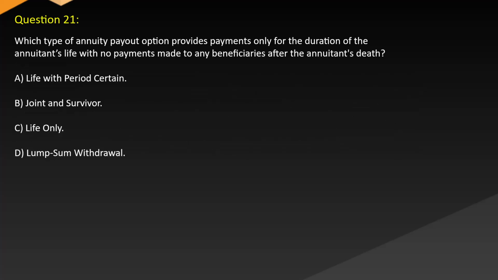Question 21. Which type of annuity payout option provides payments only for the duration of the annuitant's life with no payments made to any beneficiaries after the annuitant's death? A. Life with period certain. B. Joint and survivor. C. Life only. D. Lump sum withdrawal.